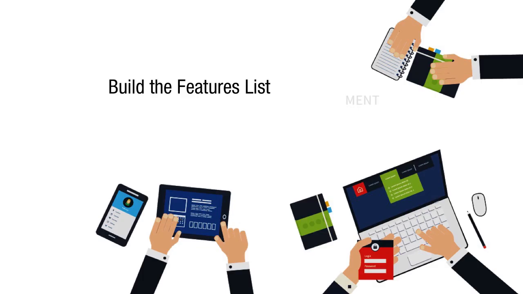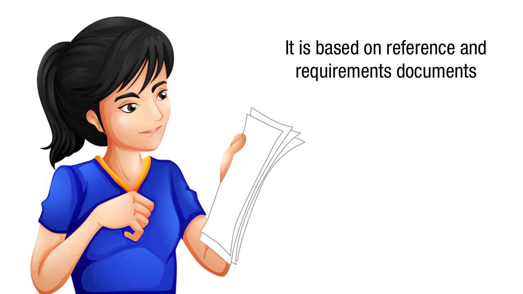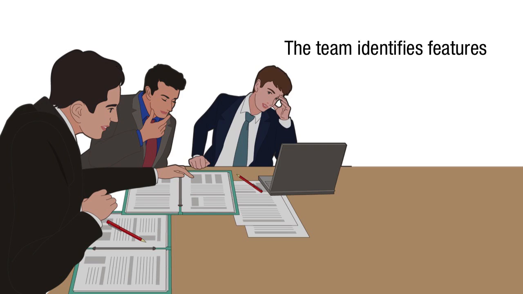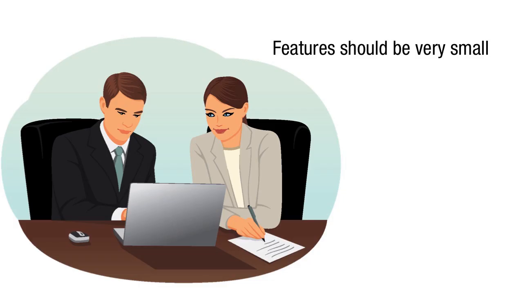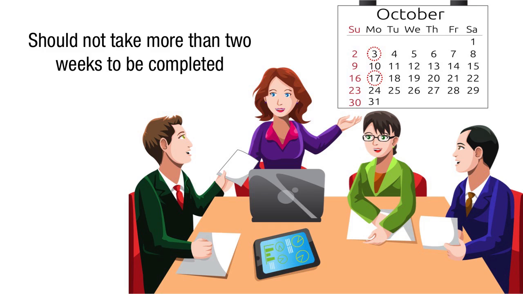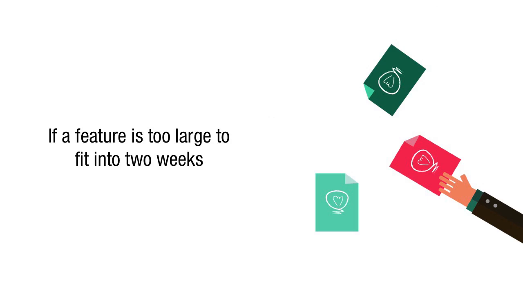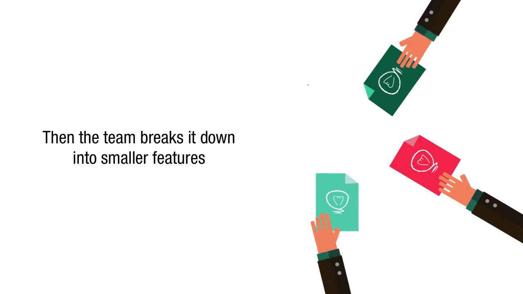Build the features list. This step is required. Based on reference and requirements documents and the knowledge from the preceding process, the team identifies features. As a general rule, features should be very small and should not take more than 2 weeks to be completed, preferably even less. If a feature is too big to fit into 2 weeks, then the team breaks it down into smaller features.